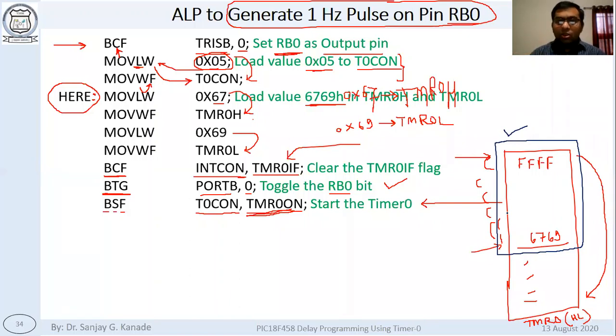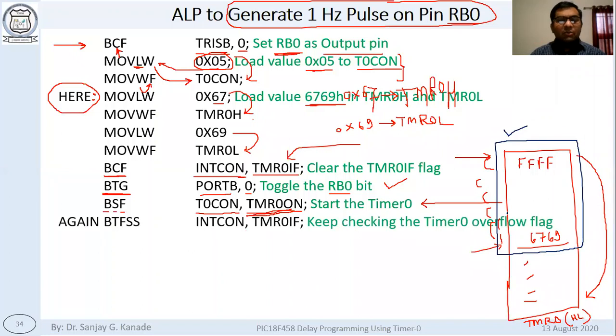finished counting. So we will just keep on checking that flag, and that we can do using the instruction BTFSS. What is this instruction? Bit test F. So what is that bit? Bit is TMR0IF. And what is F? INTCON. Means we are again checking the same bit, right? We had cleared this bit here. We have made it 0. And now we are checking whether it is 1.